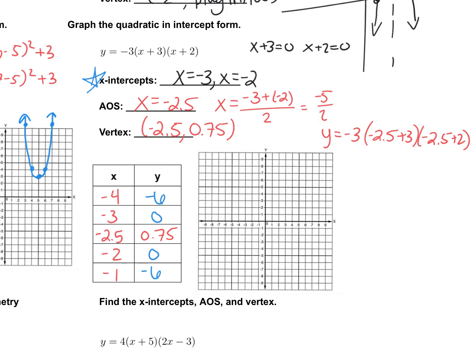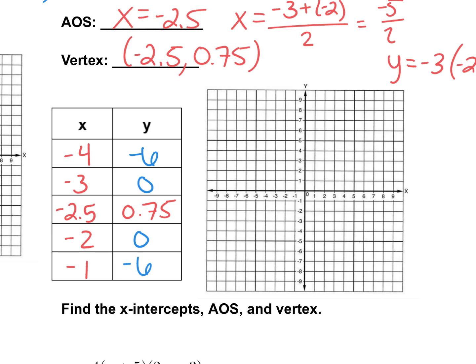So now we just need to go ahead and graph. So negative 2.5 and just a little under 1. And then negative 3 and negative 2 are the intercepts. And then I have (negative 1, negative 6) and (negative 4, negative 6). And here is our quadratic.